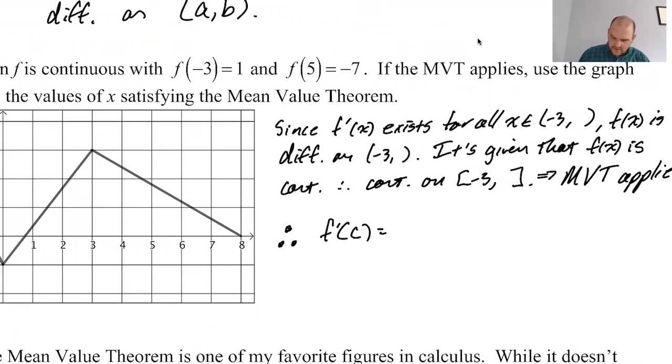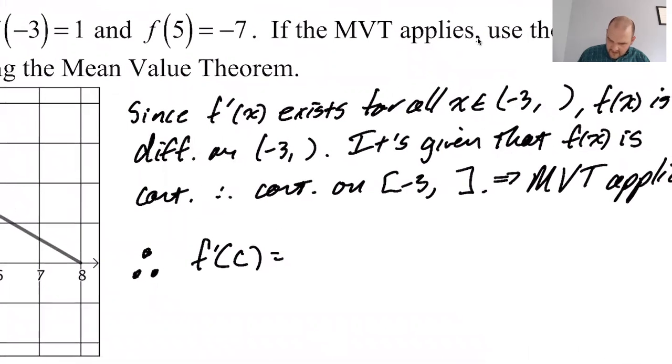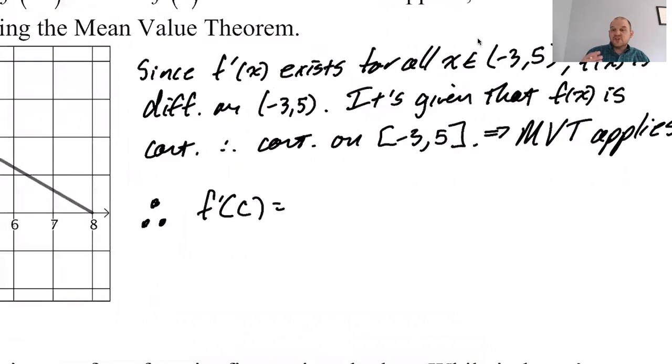It's good to let me know that, everybody at home, not saying anything. All right, there we go. So I'm just going to use f of 5 minus f of -3 over 5 minus -3.